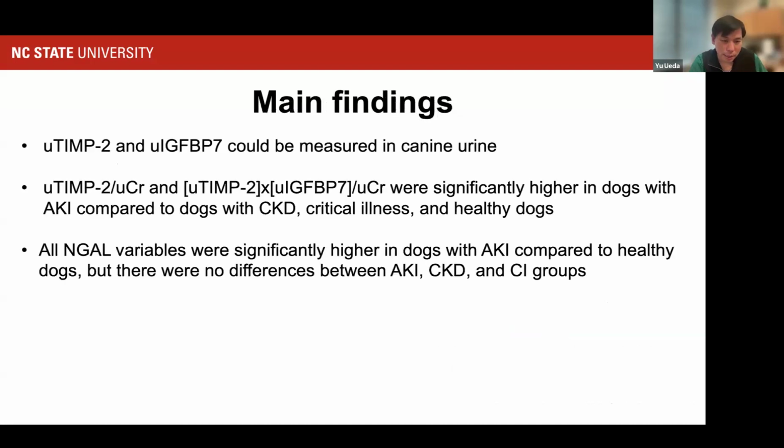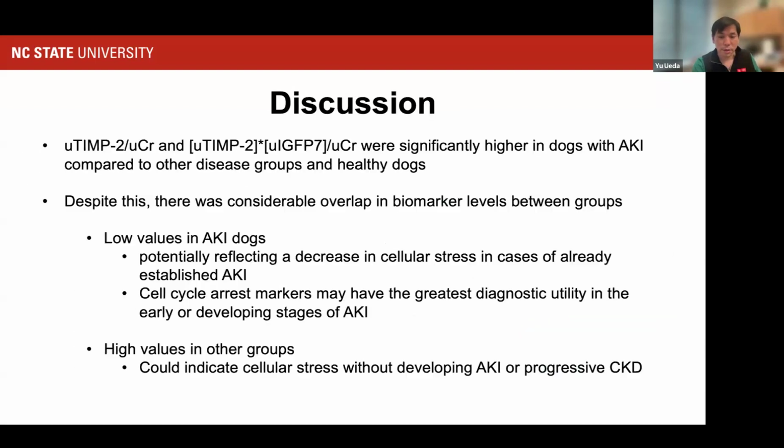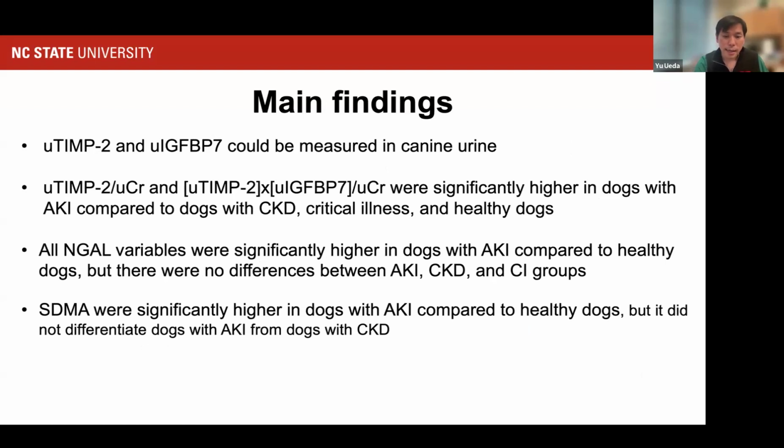So, like I already mentioned, the main findings in this paper are that urinary TIMP2 and urinary IGF-BP7, which are stress markers, could be measured in canine urine by using a sandwich ELISA. Also, the urinary TIMP2 to urinary creatinine ratio, or the product of these two markers normalized to urinary creatinine, these two calculated variables were significantly higher in dogs with AKI compared to dogs with CKD, critical illness, and healthy dogs.